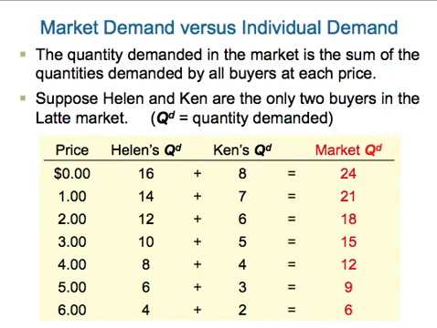So now we look at market demand versus individual demand. Helen's just one person. There are more than just Helen in the market. There's Helen, there's Ken, there's Chris, there's Bob, there's all these people. The quantity demanded in the market is the sum of the quantities demanded by all buyers at each price. So you take all these different people and you add up their quantity demanded at the different prices, and you have your overall market demand. Now obviously Helen and Ken are going to differ in the quantities that they want at different prices. Suppose Helen and Ken are the only 2 buyers in the latte market though.